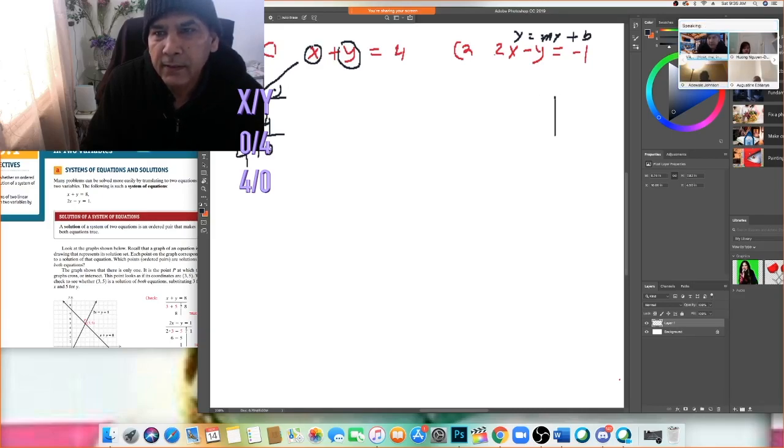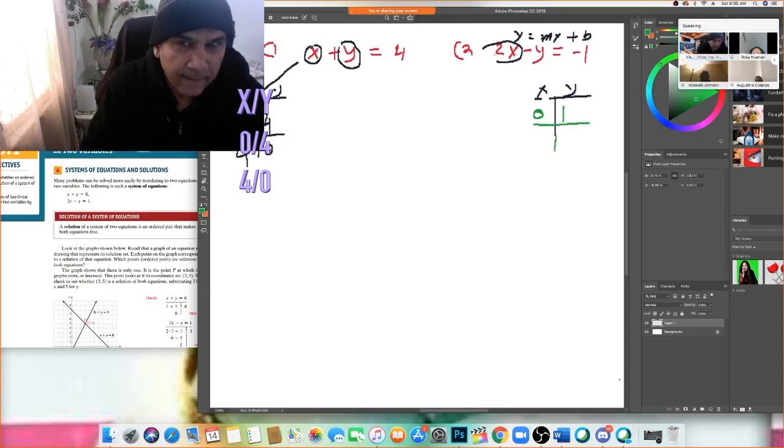Let's make a table here. So we said x is 0, right? And if x is 0, my y is gonna be positive 1, right? So the negative got cancelled. Okay. What if x is 1? Y will be 2? No, it will be 3. Okay, 3. So if x is 1, this is going to be 3, right?